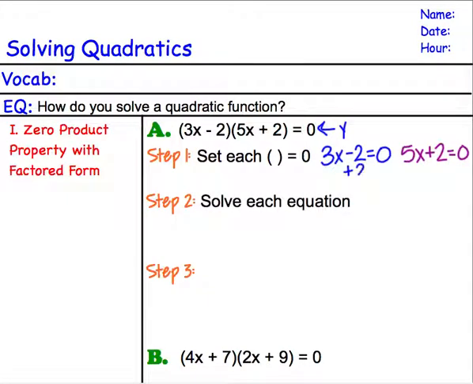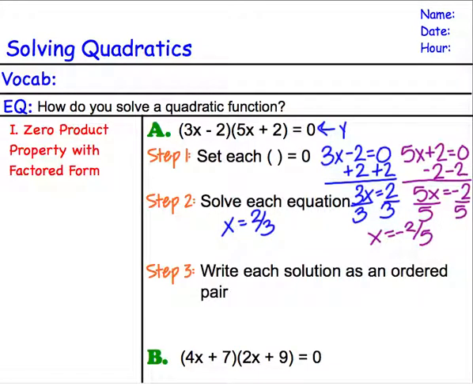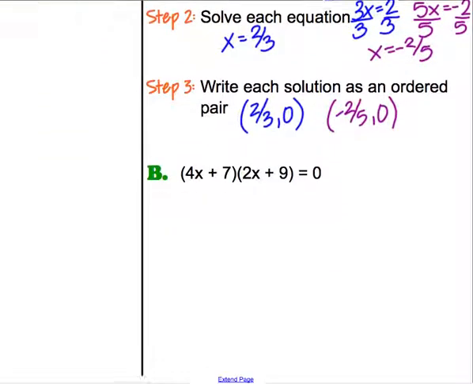So here we're going to add 2 to both sides to give me 3x equals 2, and then divide both sides by 3 to get x equals 2/3. Then with the other half, we're going to subtract 2 from both sides to give me 5x equals -2. Divide both sides by 5 to get x equals -2/5. So then that final step is going to be write them as an ordered pair, just like we had to do when we solved for zeros, which means that my first one is going to be (2/3, 0), and my other one will be (-2/5, 0).